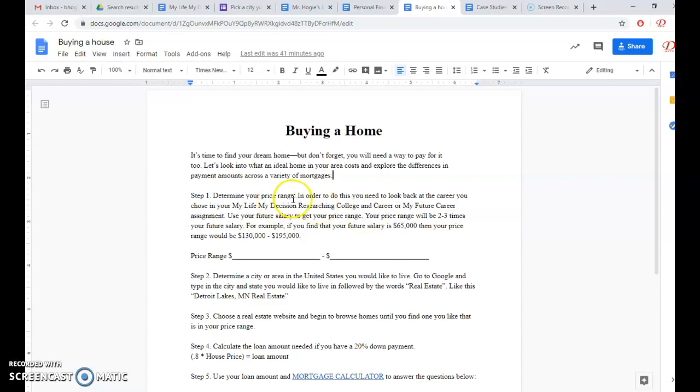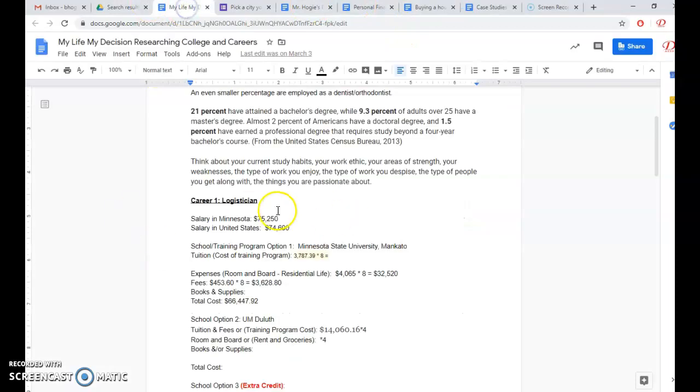Step one is to determine your price range. You do that by looking back at your My Life, My Decision research in colleges and careers, or you can look at my future career assignment for your salary. Here's my example, remember, being a logistician. I just take the salary. If I want to live in Minnesota, I take the salary from Minnesota. If I want to take the United States, I take the salary from the United States.